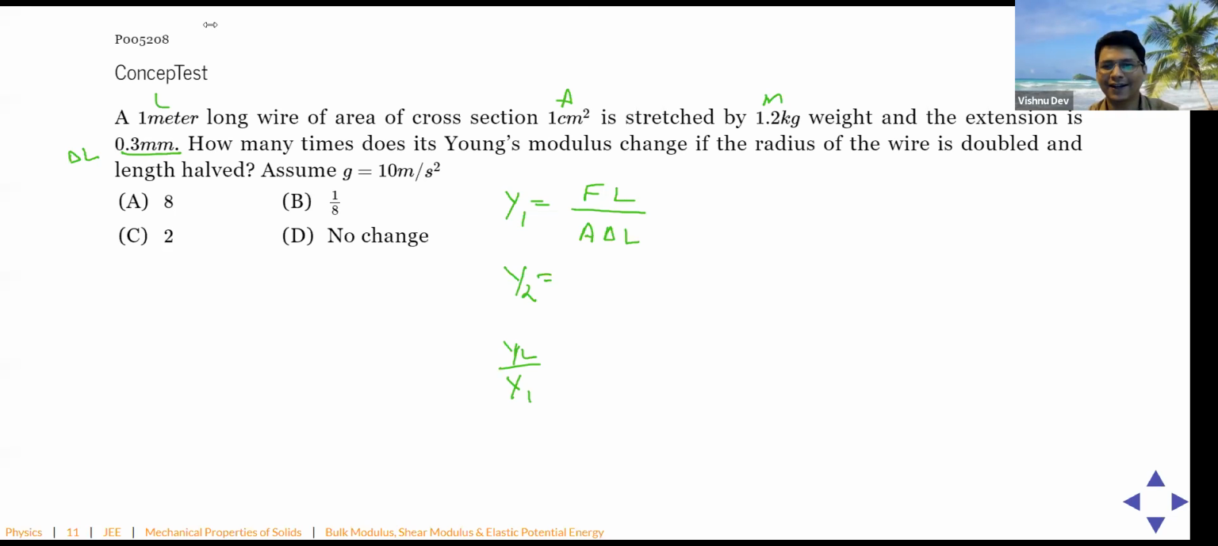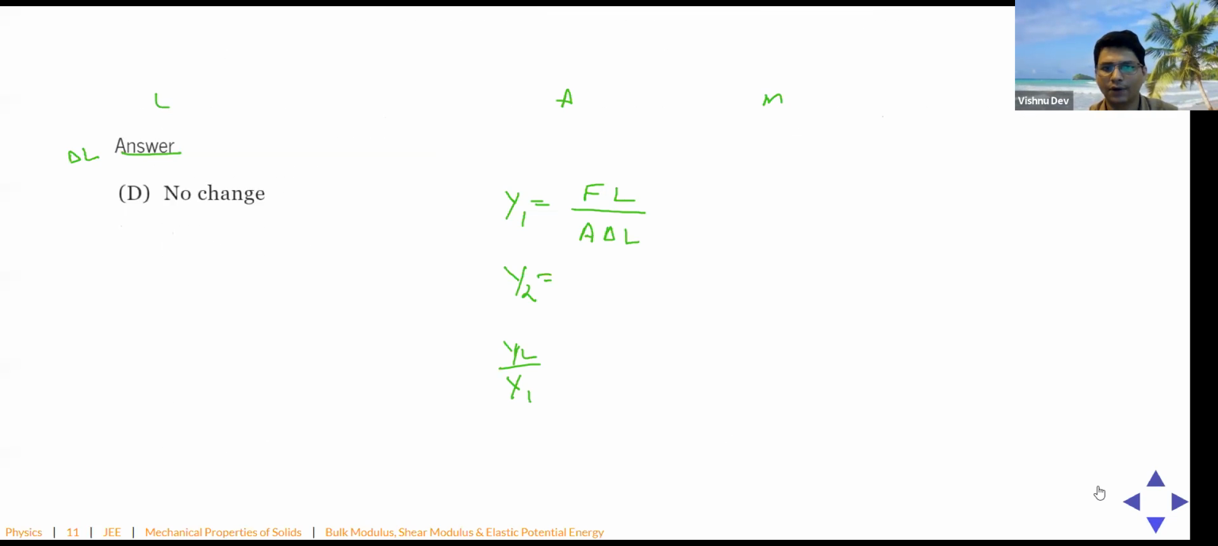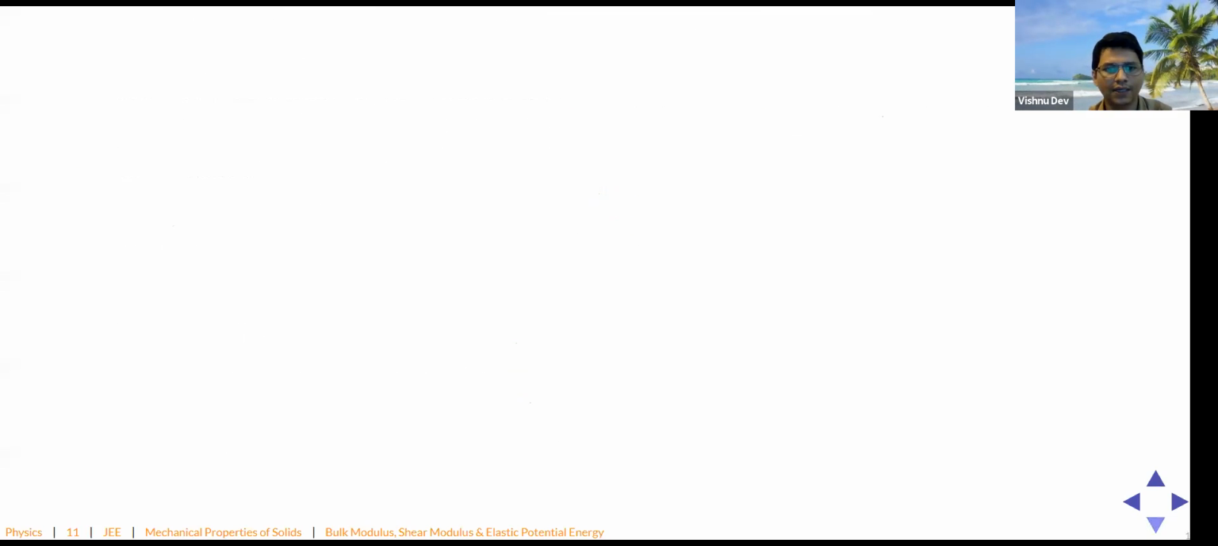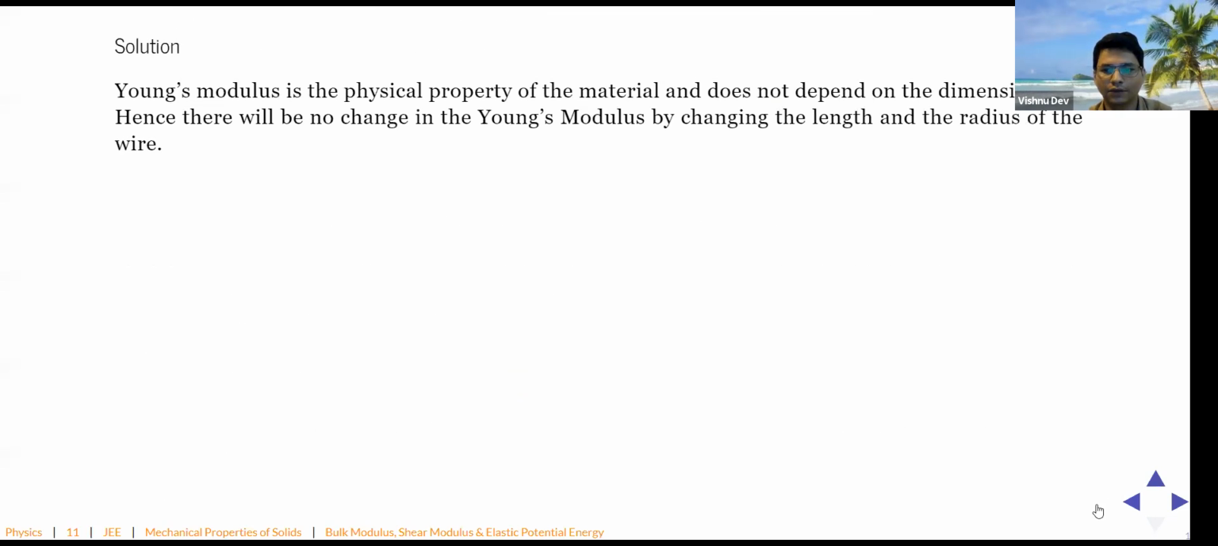So let us see the correct answer. 9 students have selected A, 13. I guess all of you can see the wall, right? So the answer is D. Only 5 students have selected D. So see where it went wrong. Because it was basic formula putting and getting and then taking the ratio, right? Yes or no?